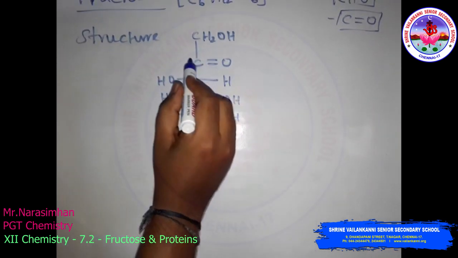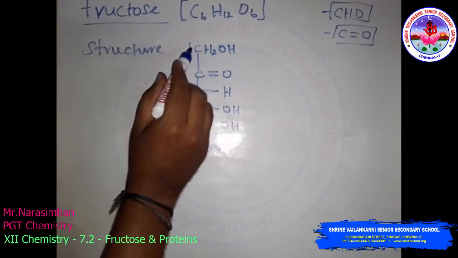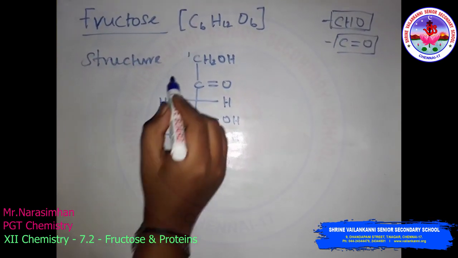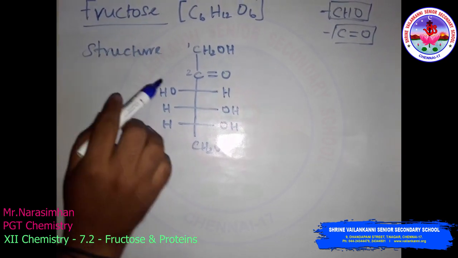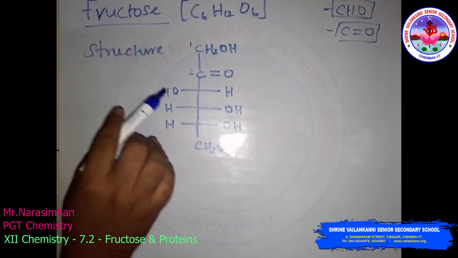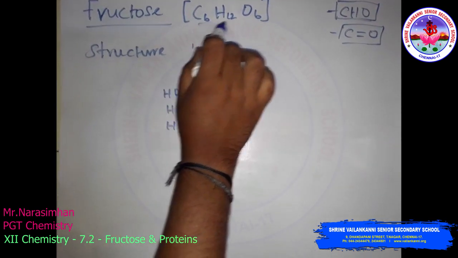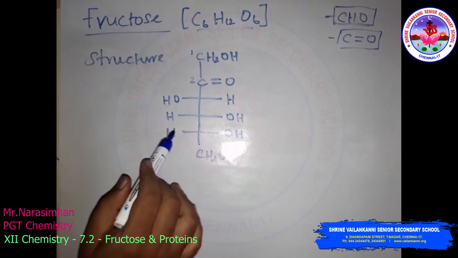Look here, this is the first carbon. In glucose, this first carbon is an aldehydic functional group. Here, the second carbon is a ketonic functional group. This is the structural difference between glucose and fructose. The molecular formula is the same, but the structural arrangement is different.